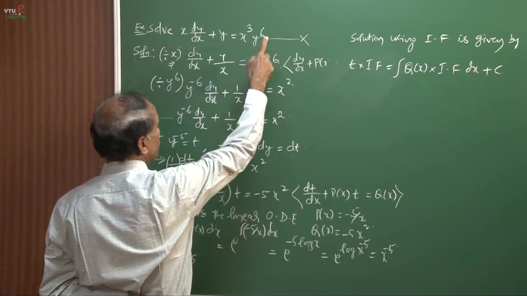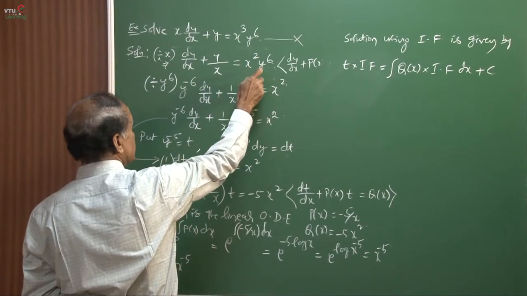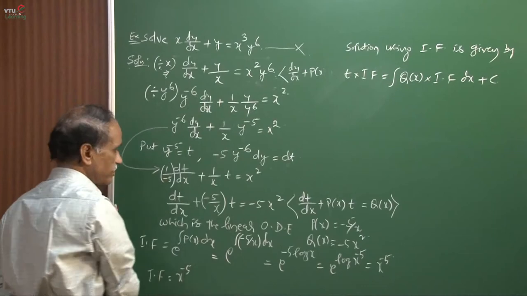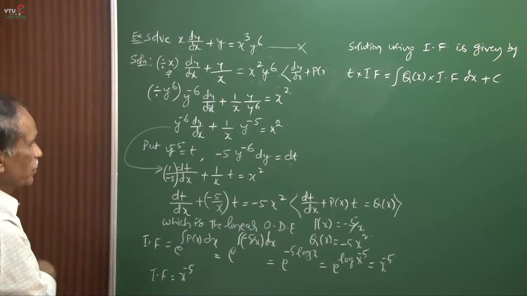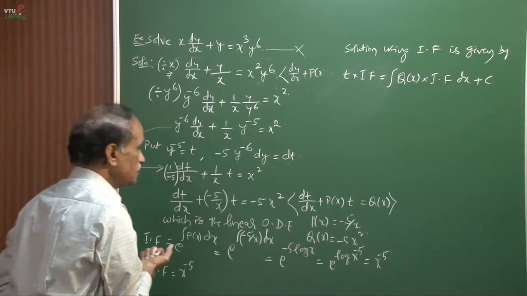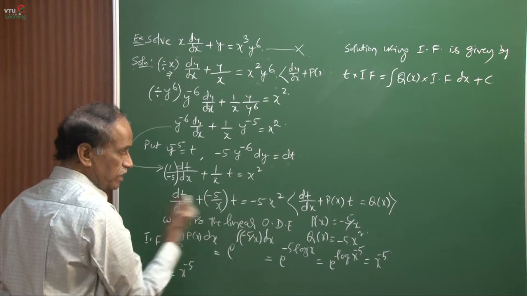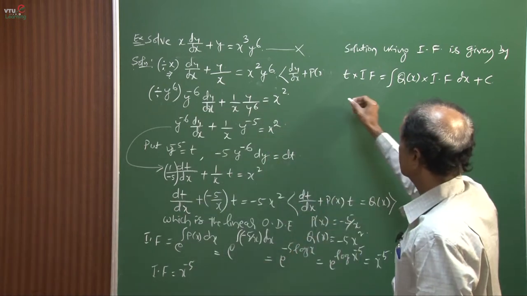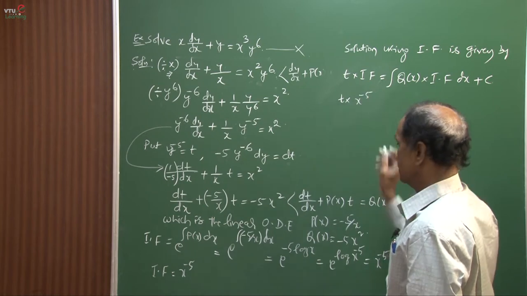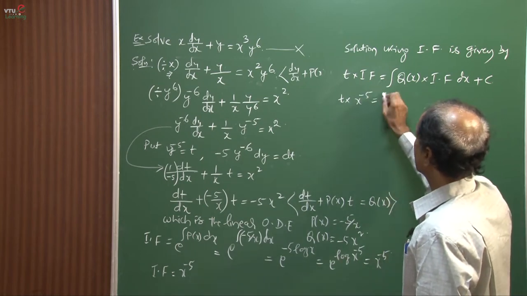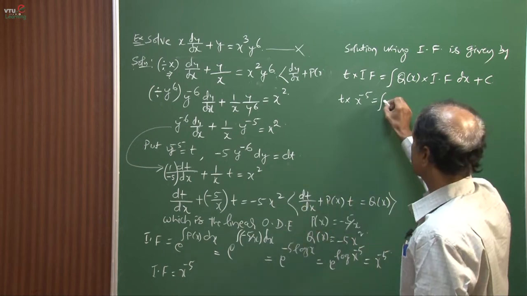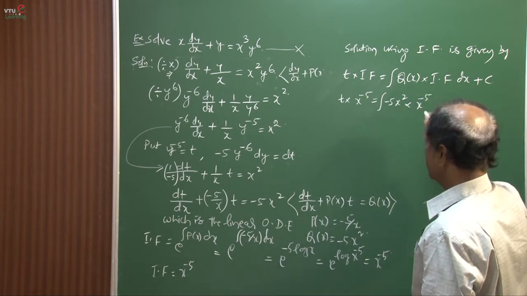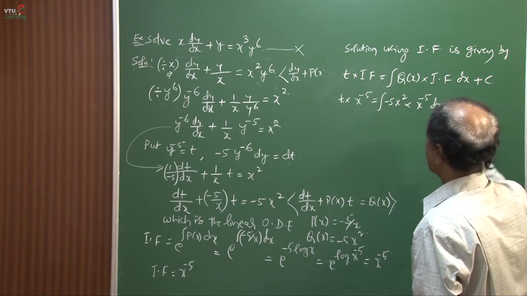This is your given problem. We have converted it to the standard form, and this is non-linear, and we have divided by y to the power 6, and we made it a linear differential equation. From that linear differential equation we have calculated the integrating factor using p of x, that is coming to be x to the power minus 5. Now that it is a linear differential equation, we write the solution: t into x to the power minus 5 is equal to the integration of q of x, that is minus 5 into x square, times the integrating factor x to the power minus 5, dx, plus constant.